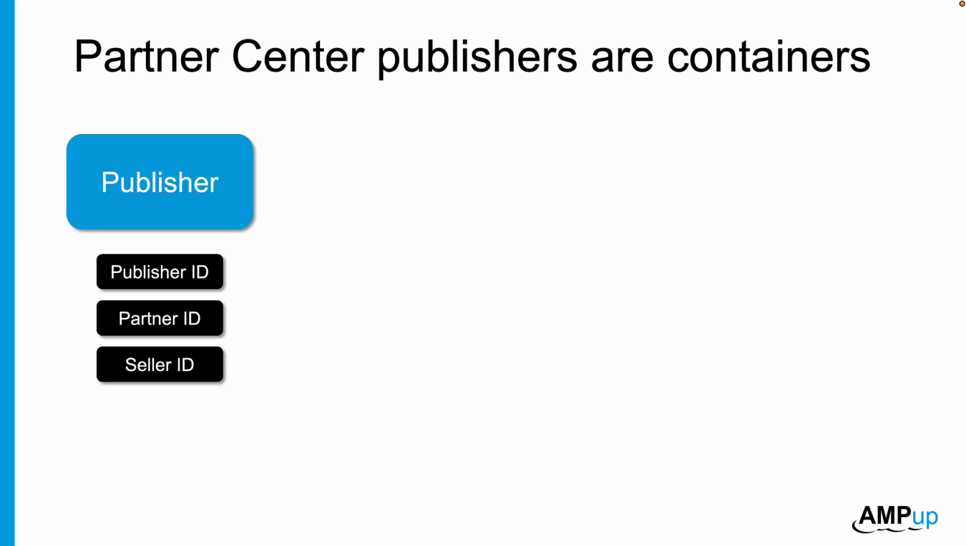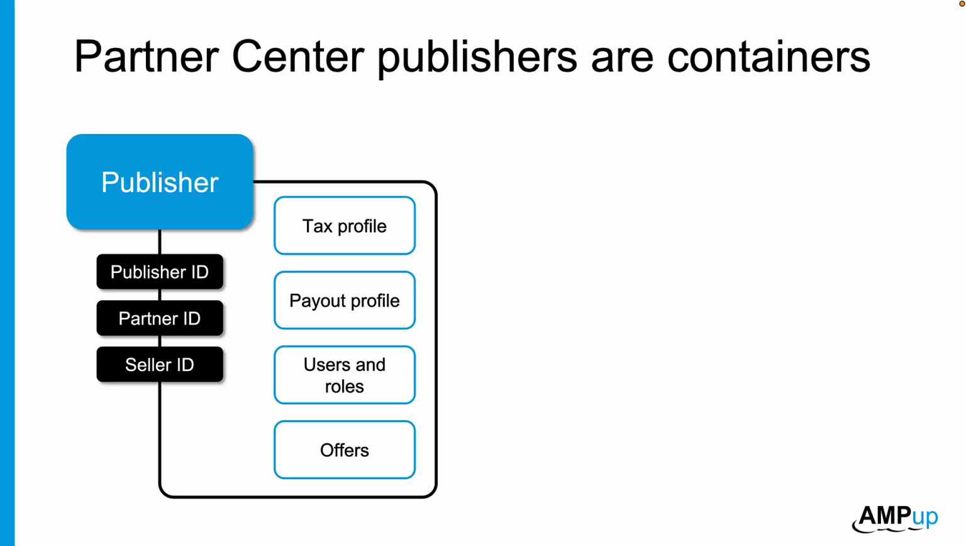But more than that, a publisher is a container for these sorts of things. Your tax profile, that is the tax profile that you have on file with Microsoft for tax withholding on your sales of your product, the payout profile, where you get paid, a set of users and their roles for each publisher. Each publisher is a container for a set of marketplace offers.